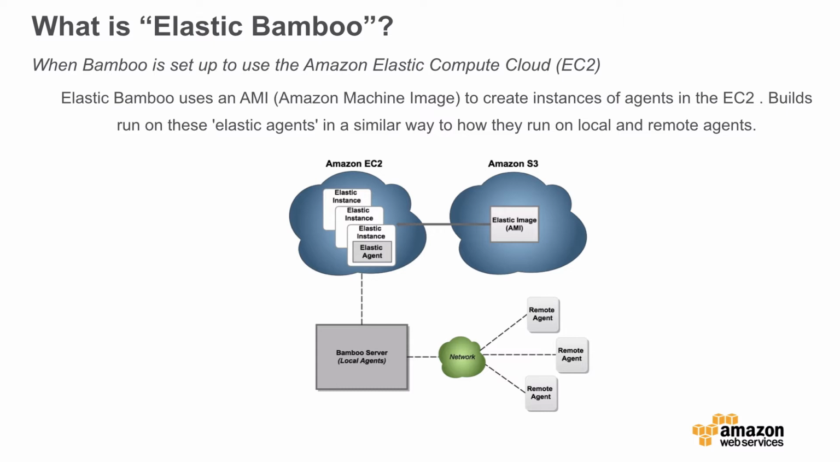What we call Elastic Bamboo is when Bamboo is set up to use Amazon EC2. Elastic Bamboo uses an AMI to create instances of agents in the EC2. Builds run on these Elastic agents in a similar way as to how they run on local and remote agents. Agents, as the name suggests, run Bamboo builds and deployments. Local agents run in the same process with the server, while remote agents run in their own separate process. Elastic agents are what we call the remote agents or instances of agents running in EC2.